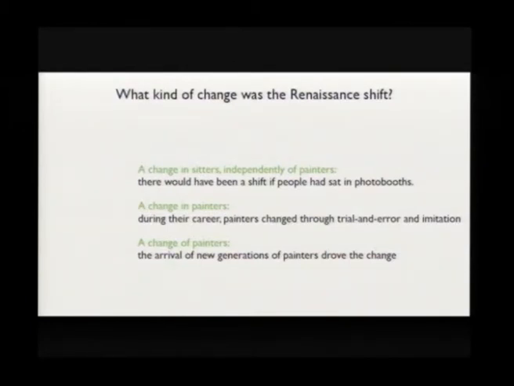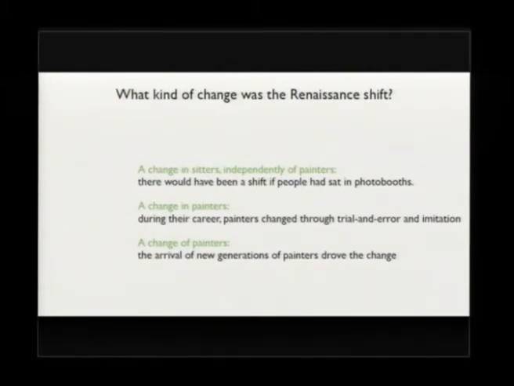It could also be a change in painters. During their career, painters would change through trial and error, through imitation, and would start producing more direct gaze paintings because, for instance, they might have noticed that direct gaze paintings are more successful, which they have reasons to think they are, or they may just be following the trend. They see that others do it, and by the dynamic of conformist imitation, they would just increase the rate of painting direct gaze portraits. Alternatively, we may be dealing with a change of painters, not change in painters.